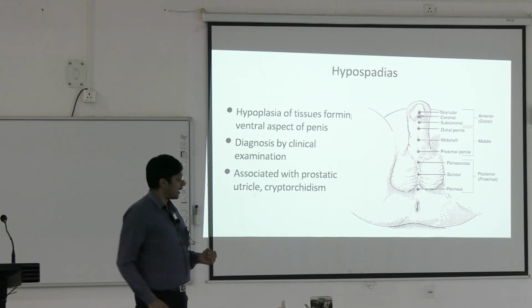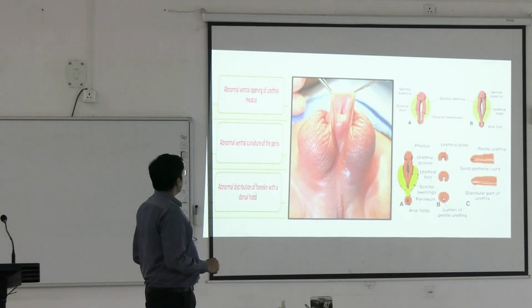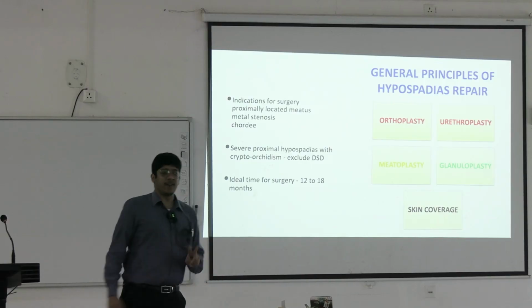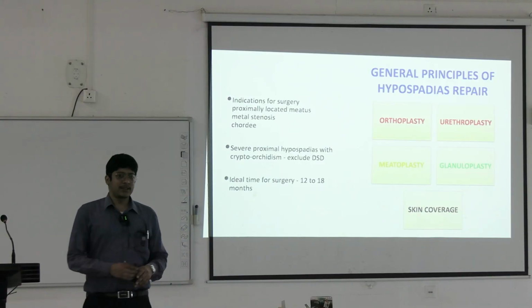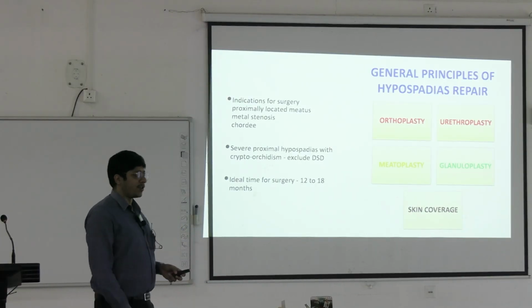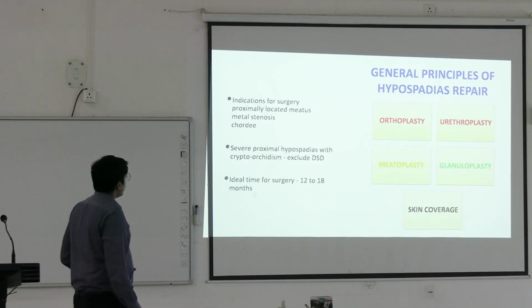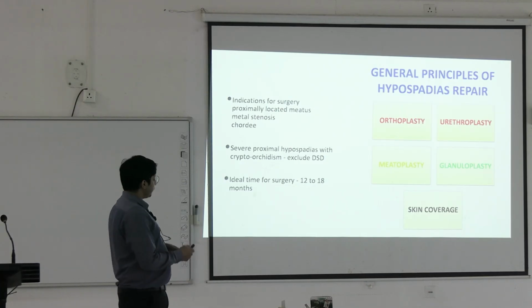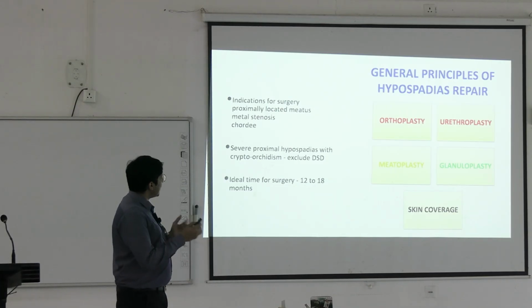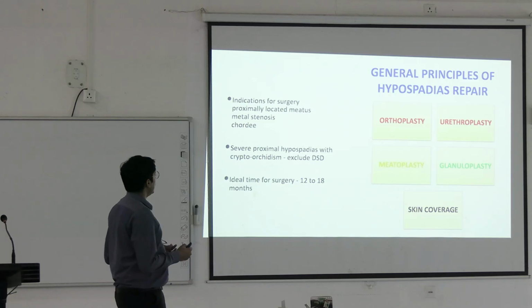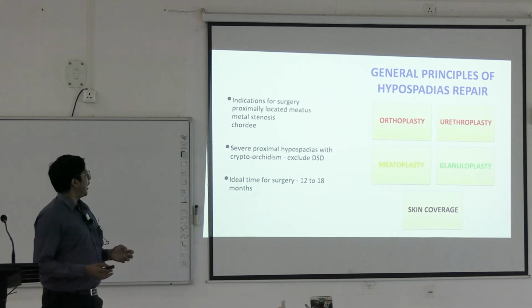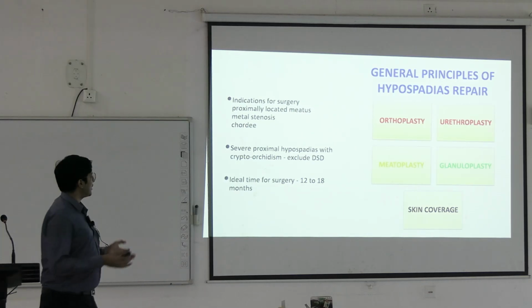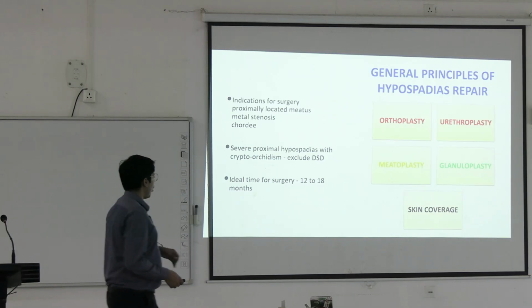One is cosmetic, and two is that it needs to serve the two basic functions of the penis, that is proper egress of urine and sperm. So surgery indications are a proximally located meatus, a meatal stenosis and a severe chordee.